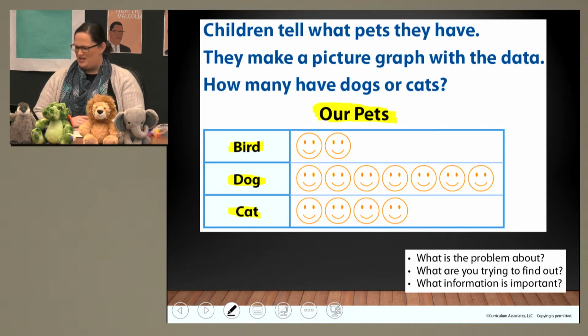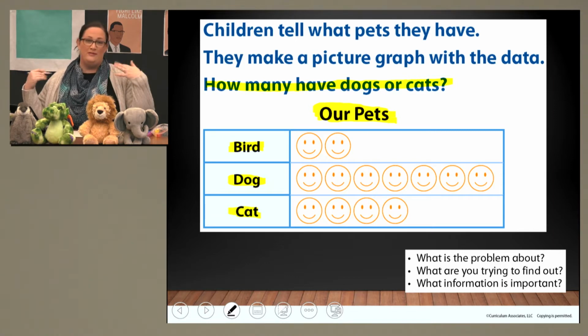So what does that mean? We've looked at it. We know what it's about. Now we have to figure out what we're trying to figure out. The question says, how many have dogs or cats? What does that mean? Well, they're asking how many children have a dog or a cat. So we need to figure out altogether dogs and cats. Not just dogs, not just cats, dogs and cats. But we're not worried about the birds. So what could we do?